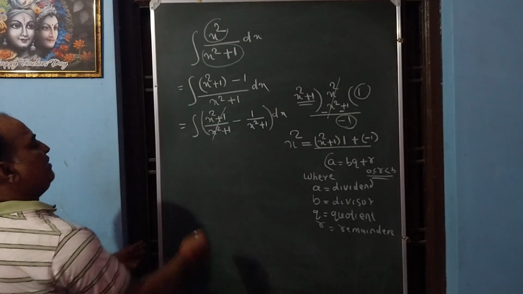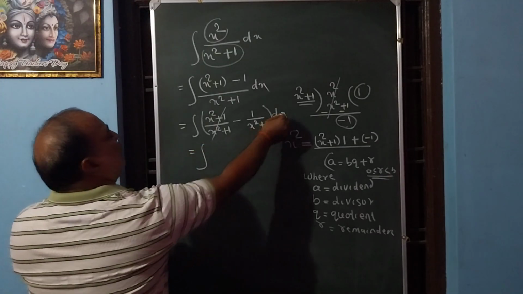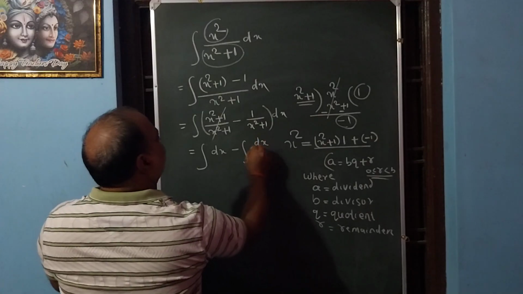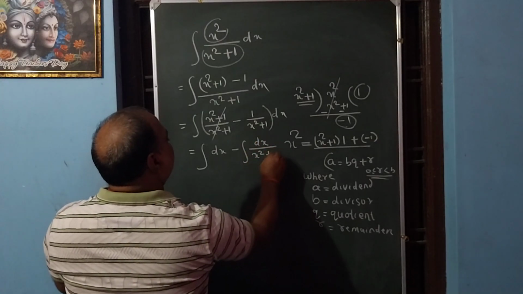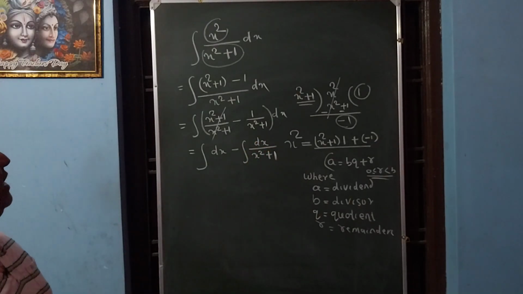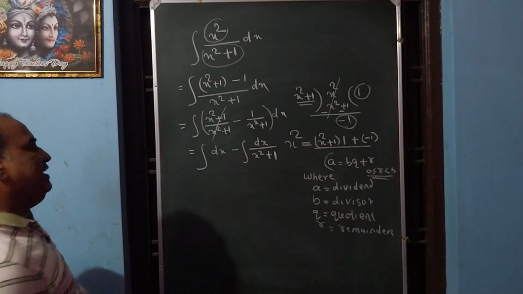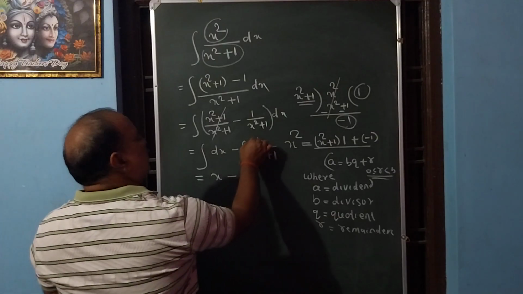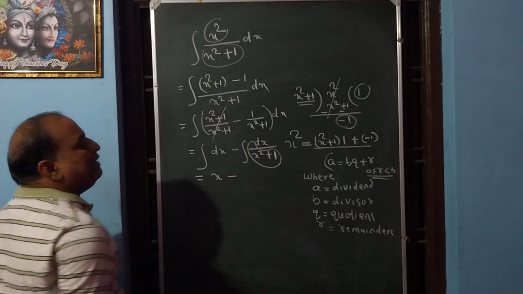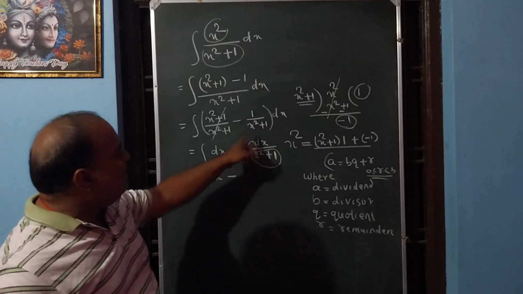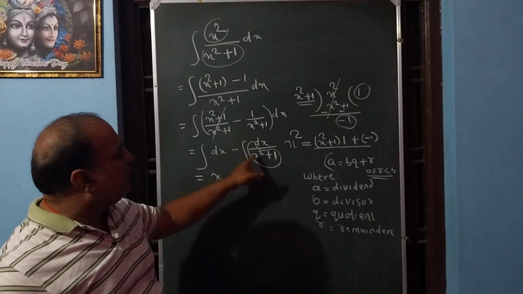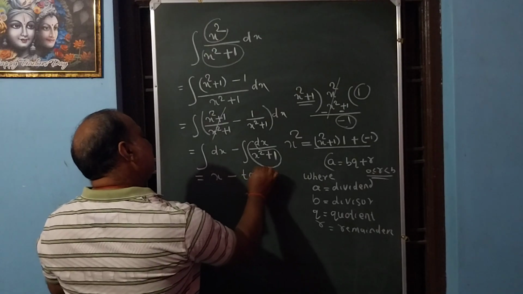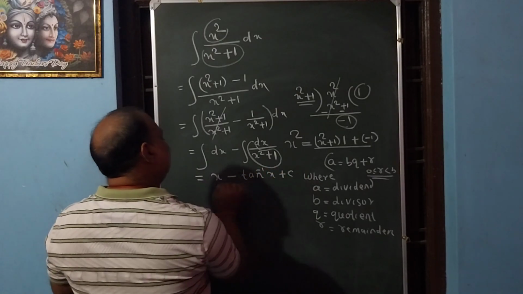Then we get integration of dx minus dx by x square plus 1. What is the integration of dx? Integration of dx is equal to x. Then what is the integration of 1 by x square plus 1? Here the derivative is given. Whose derivative is 1 by x square plus 1? That is tan inverse x, plus c. This is the answer.